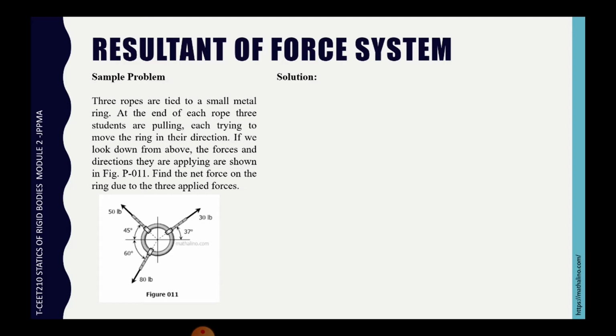Three ropes are tied to a small metal ring. At the end of each rope, three students are pulling, each trying to move the ring in their direction. If we look down from above, the forces and directions they are applying are shown in the figure. Find the net force of the ring due to the three applied forces.